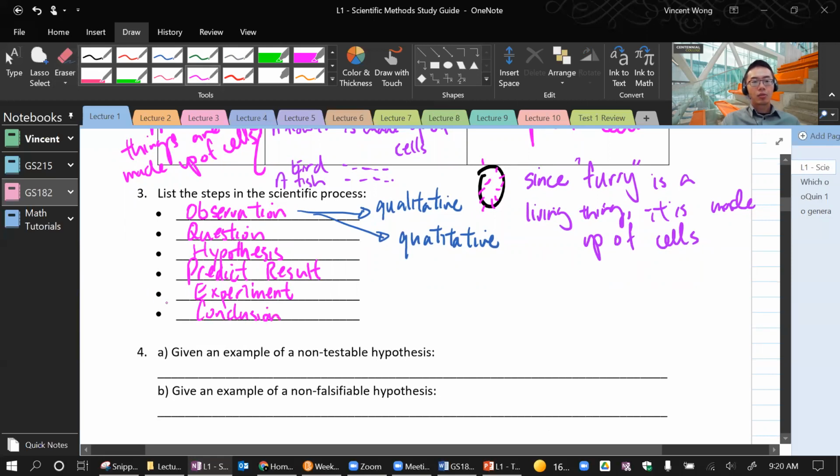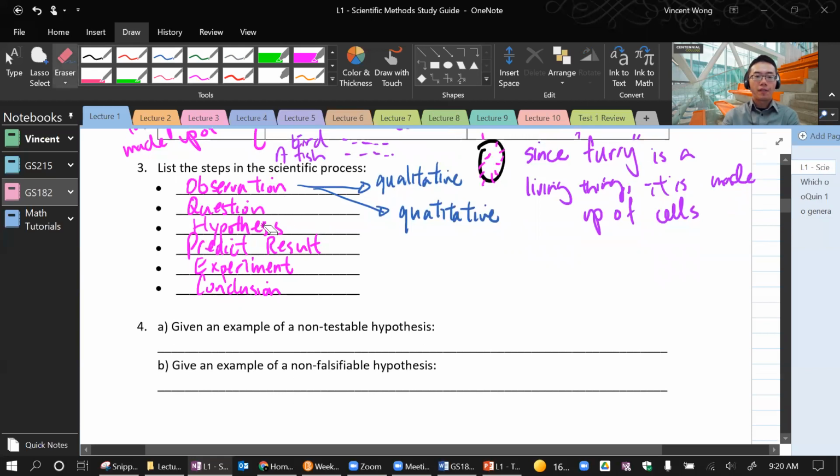Sometimes after the conclusion, you might reject the hypothesis or you might accept the hypothesis. And if you reject it, you're going to have to go back and make a new hypothesis and repeat the process. Okay, so those are the steps in the scientific process. If you need more information, you should watch the recording again.